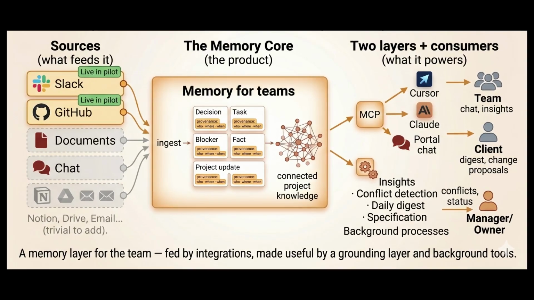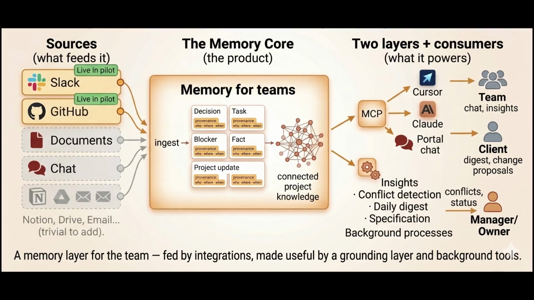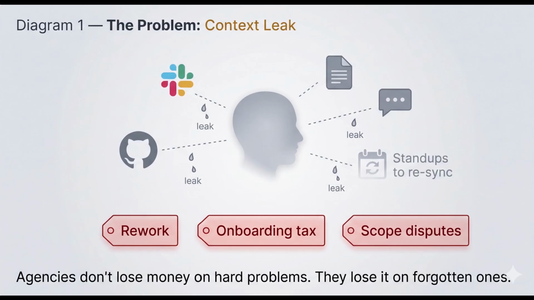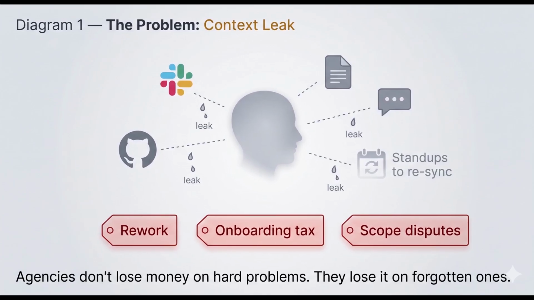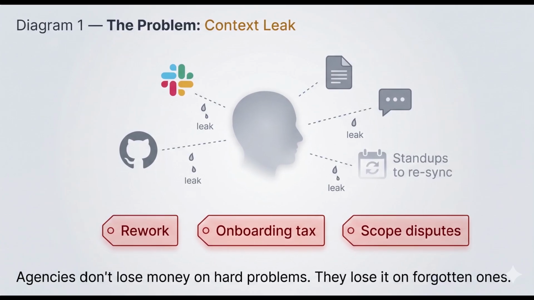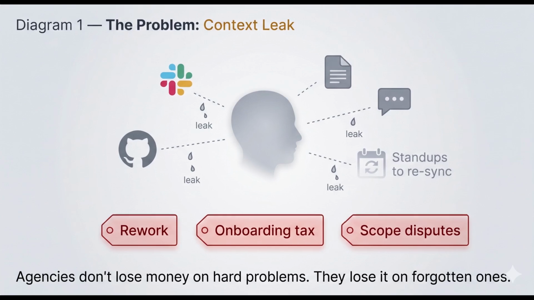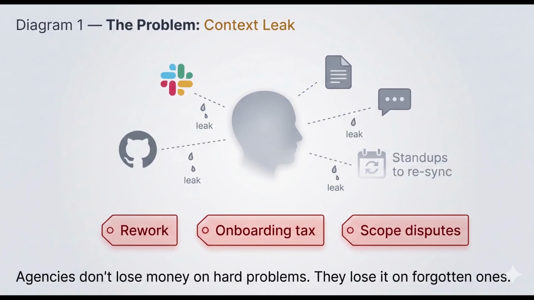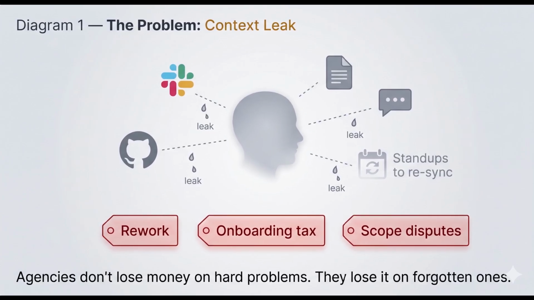Most small and mid-sized agencies don't lose money on hard problems. They lose it on forgotten ones. A decision made in a Slack thread 3 weeks ago, a constraint that lived in one senior developer's head, a client request that was already descoped and then quietly came back. The work itself is fine. The context around the work leaks. People remember the same meeting 3 different ways, and the cost of that shows up as rework, missed scope, and stand-ups that exist only to resync everyone on what already happened.